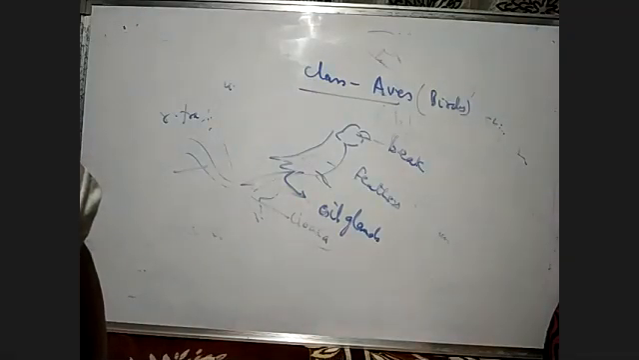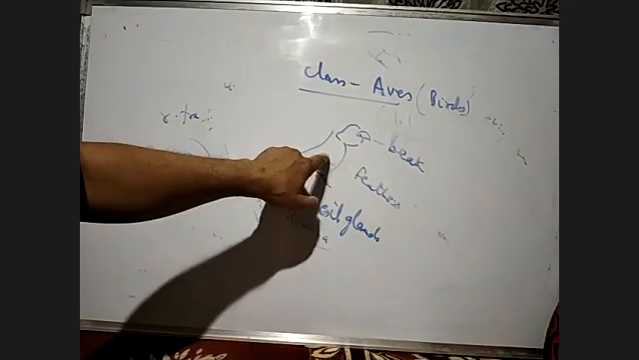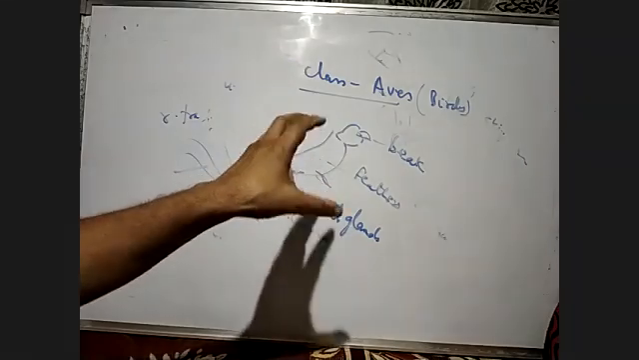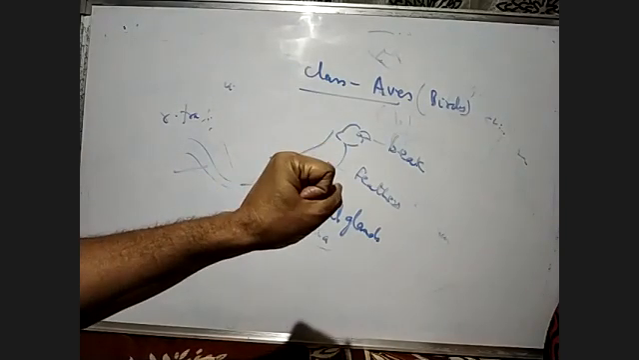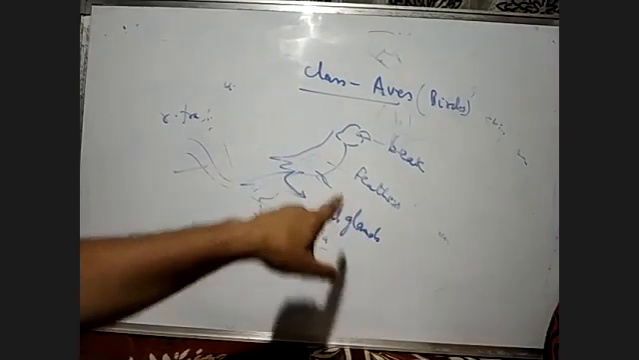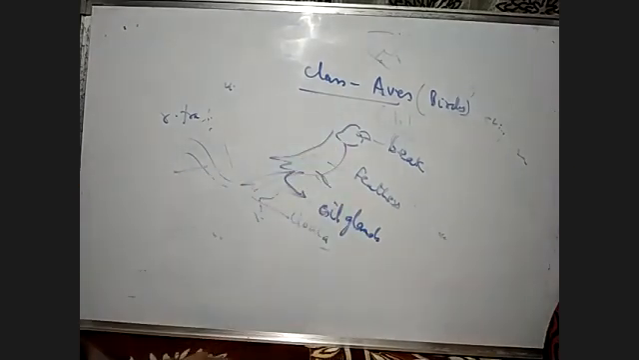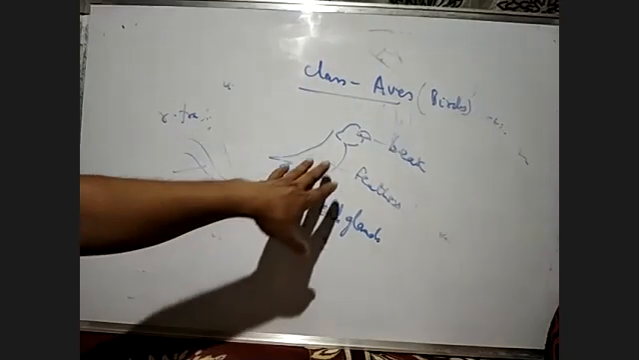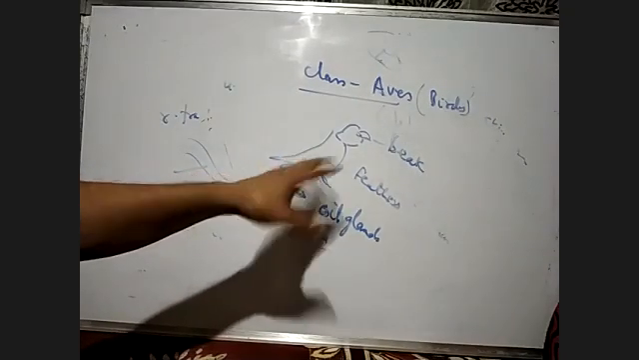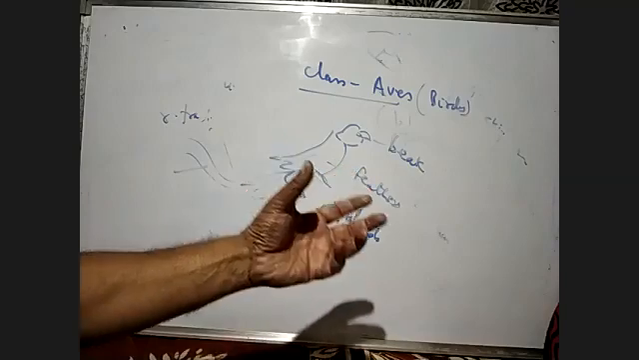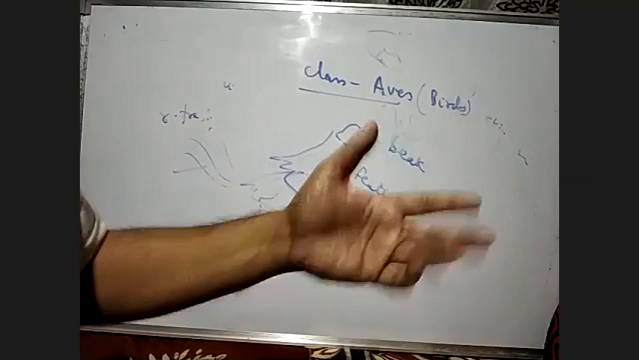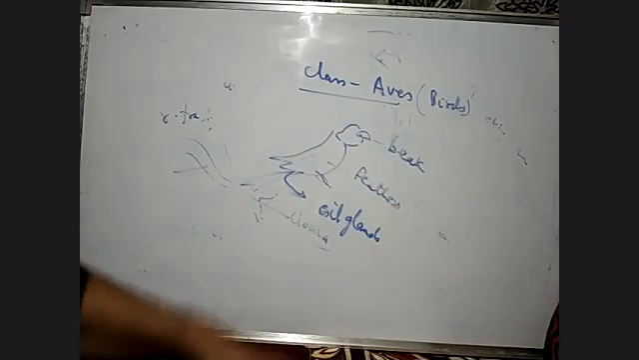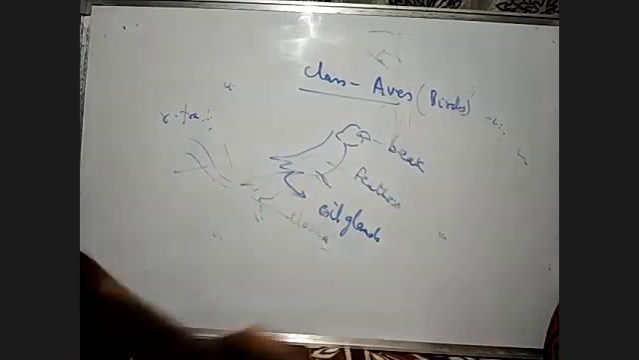Endoskeleton is fully ossified or bony. The skeleton found inside the body is bony, ossified. Ossification is there, it is compact, and long bones are hollow with air cavities. You see the bones inside the body, long bones are hollow because they have the air cavity. Due to the air cavity, they can fly. They will be pneumatic.